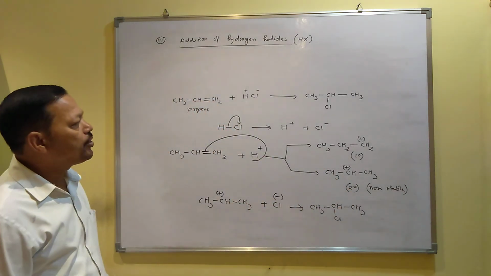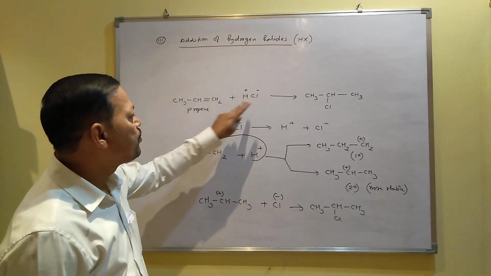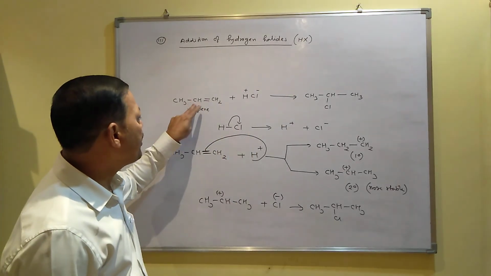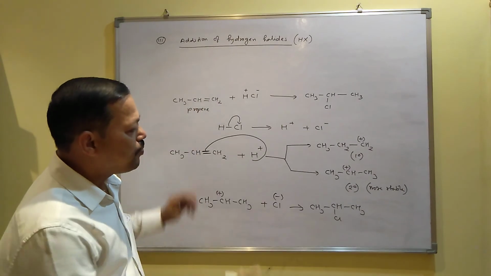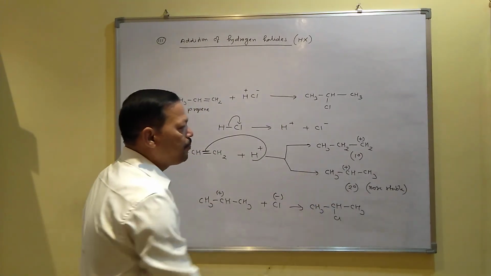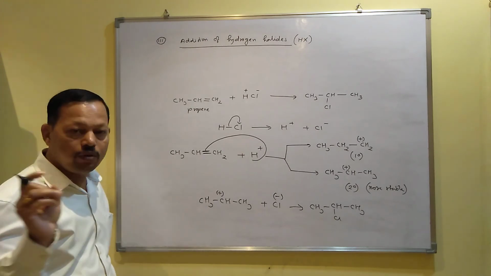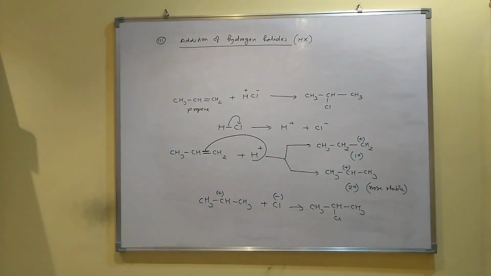So that is why, according to the Markovnikov rule, when you add something to an unsymmetrical alkene, the negative part of the addendum is added to that double bonded carbon atom which contains less number of hydrogen. So the Markovnikov rule is based on this reason, and this is called the mechanism of the reaction. In the exam you may get the question, write the mechanism of Markovnikov addition. Then you have to write like this.